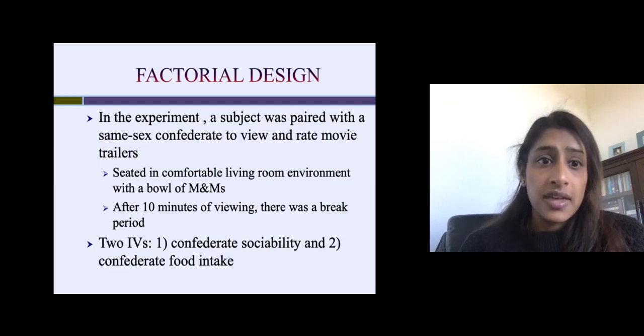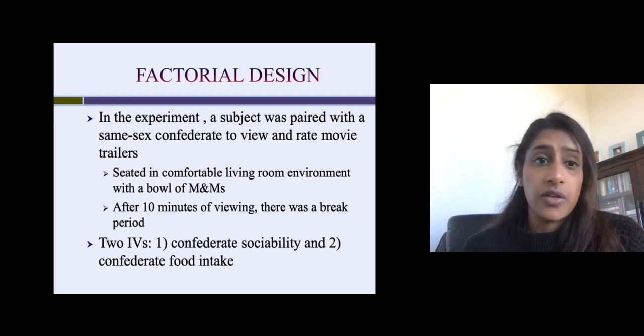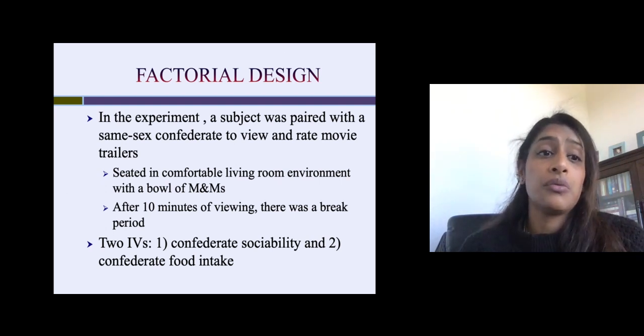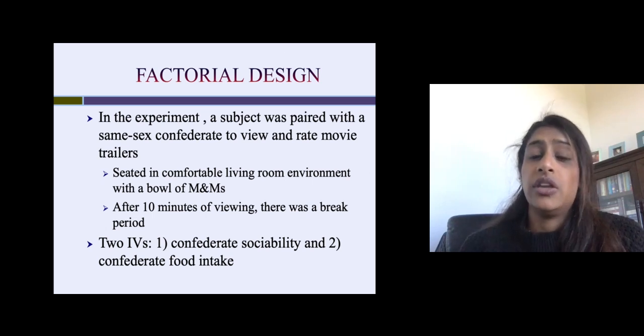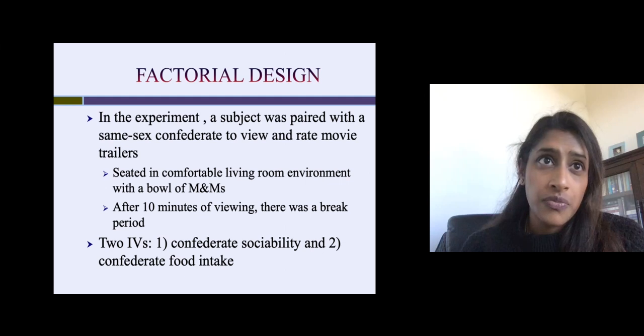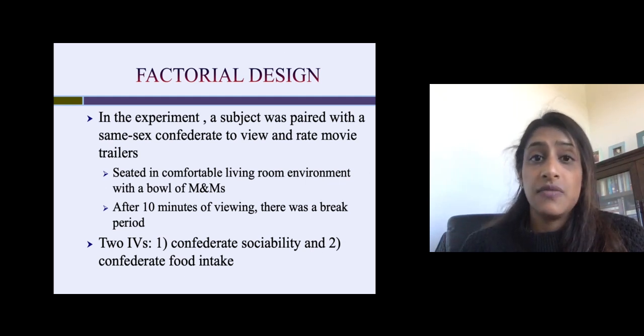So in our experiment, our subject is going to be paired with a confederate who's of the same sex as them, and they're going to view and rate movie trailers. They're going to be seated in a comfortable living room with a bowl of M&Ms, and then after 10 minutes of viewing, there's going to be a break. Now we've got our 2 independent variables.